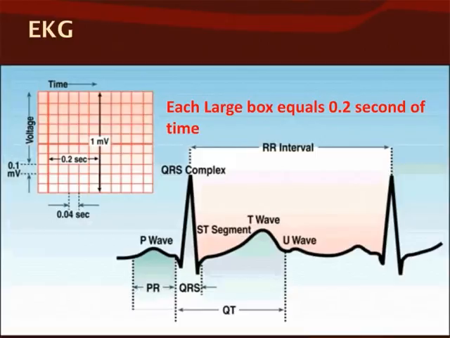The QRS complex, the normal time would be 0.04 to 0.10 second, or 1 to 2.5 boxes wide. The height of the QRS is adjustable on each machine, so that's not necessarily something that you're going to be concerned about when you're evaluating an ECG strip. The T wave is upright, it's well rounded, and it's less than half the height of the QRS complex.